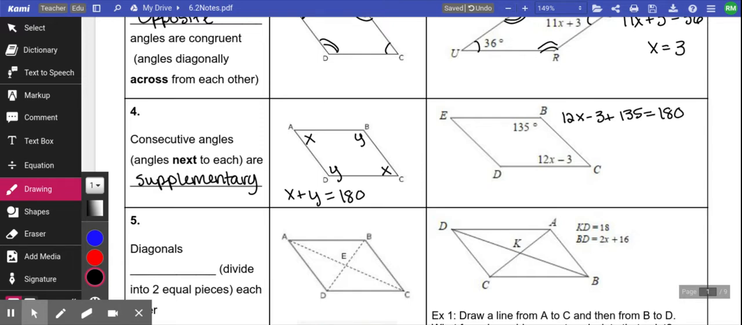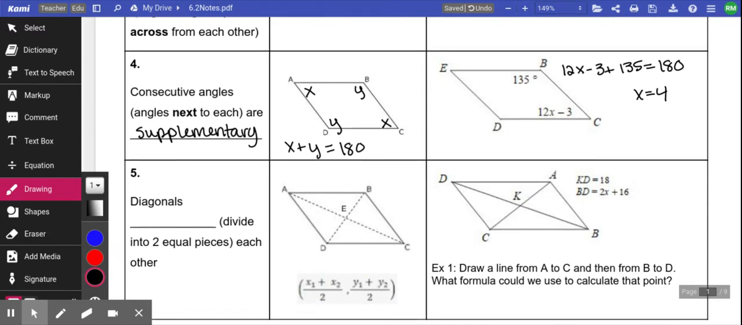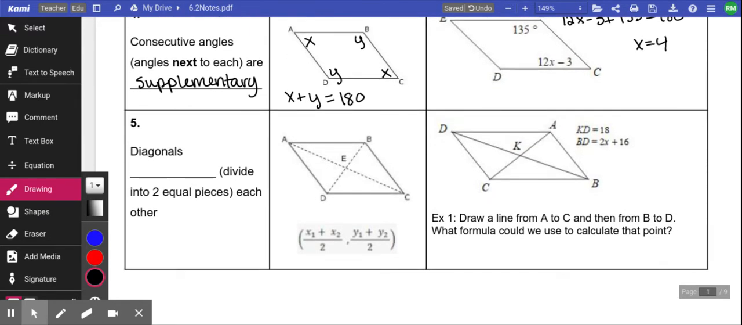Give you a minute to solve for this one. Okay, did you get x equals 4? Okay, that would be the correct answer. You could plug it in to check. And then our fifth and final property.